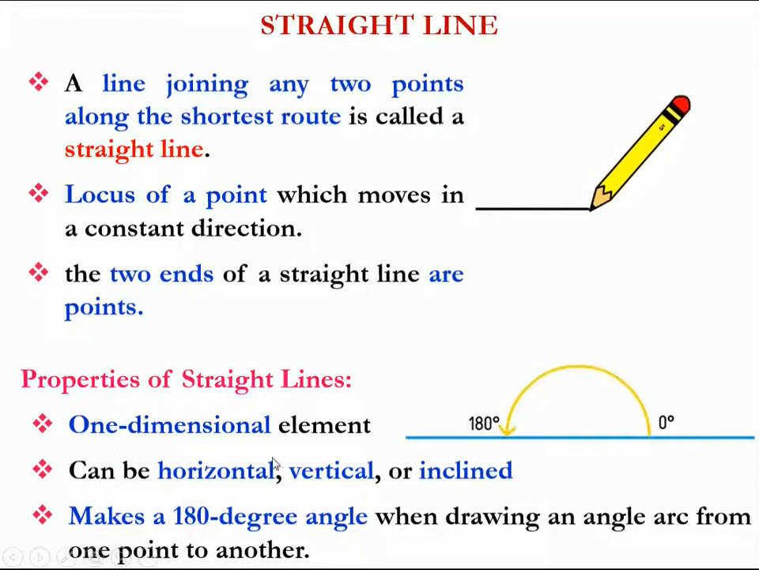A straight line is a one-dimensional element. A straight line can be horizontal, vertical or inclined. A straight line makes a 180-degree angle when drawing an angle arc from one point to another.